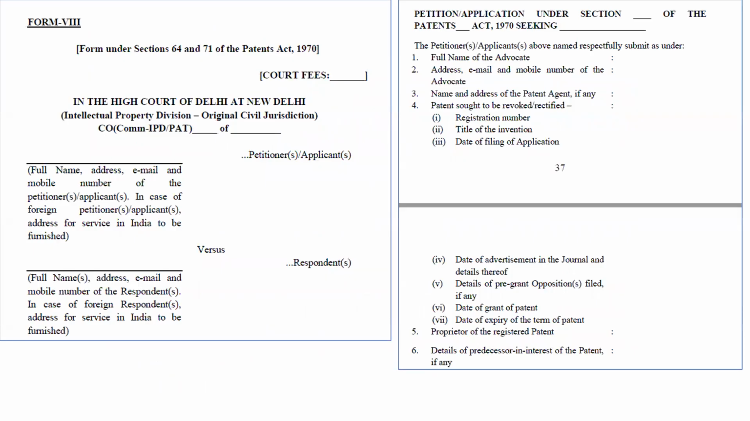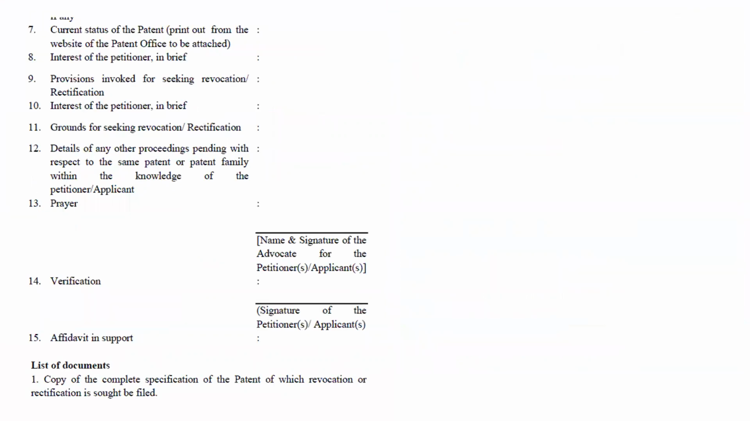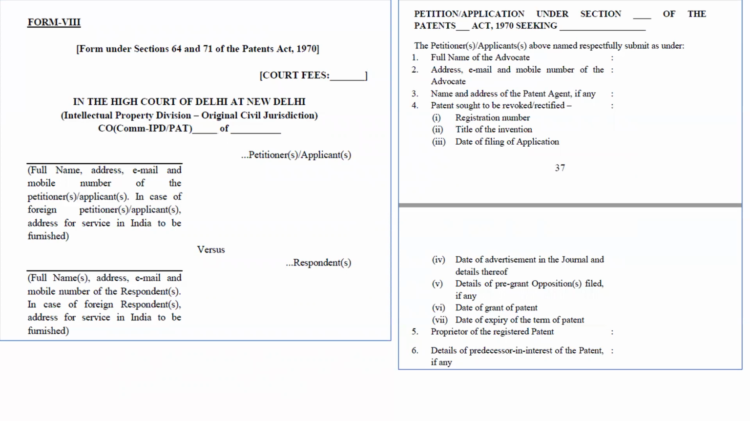The important part is the fee and forms. So Form 8 applies to Section 64 and Section 71 of the Patent Act 1970. Do you remember Section 64 and 71? What is 64 and 71? Section 64 is for the revocation of patents, and 71 is for the rectification of register by the Appellate Board.